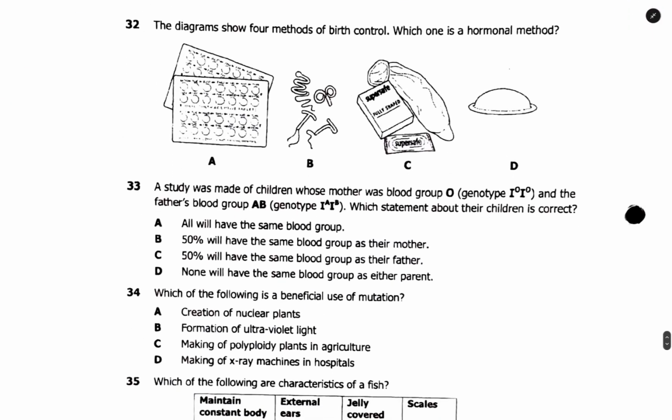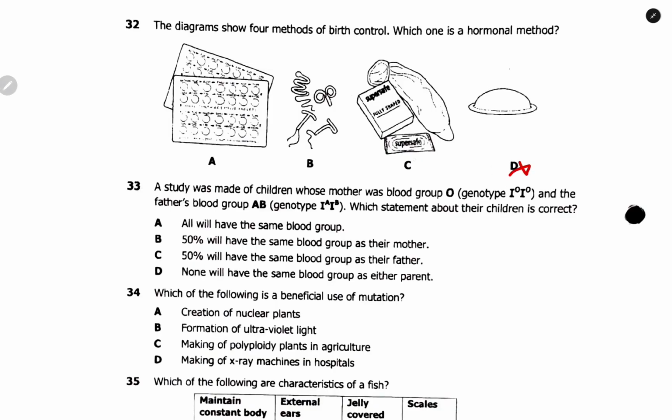Then for question 32, the diagram below shows 4 methods of birth control. Which one is the hormonal method? Let us look at each one by one. I'll start with the last one. D here, I'm not saying D is the answer. D is the diaphragm method or the cup. This is just a latex cup that is fitted over the cervix and prevents the passage of sperms or spermatozoa during sexual intercourse. So it is not this one.